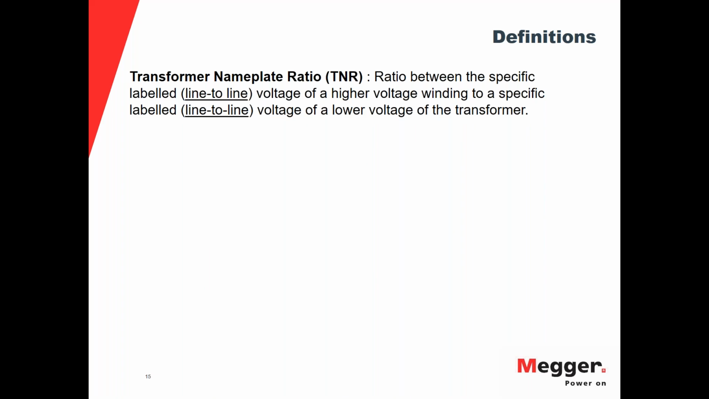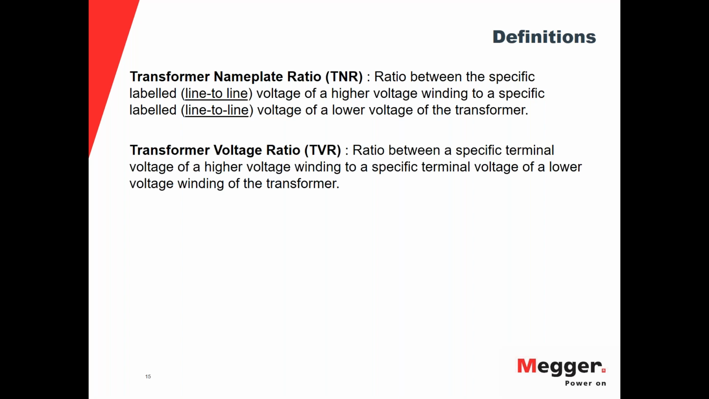So before we get too far, we want to talk about some definitions. TNR. So what is TNR? Transformer nameplate ratio is your line to line or your line voltage, whereas your phase voltage would be your line to neutral or your line to ground. So if we're talking about a delta, our line to line is equal to our phase voltage, whereas with a Y transformer, our line to line is going to be different than our phase voltage.